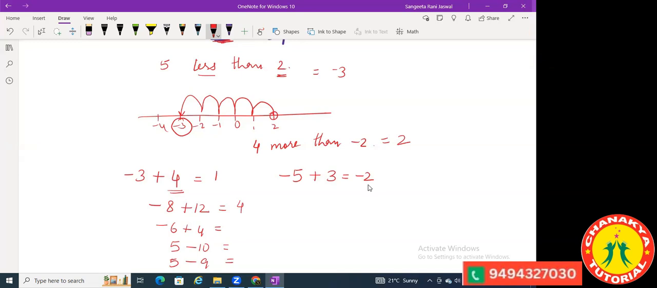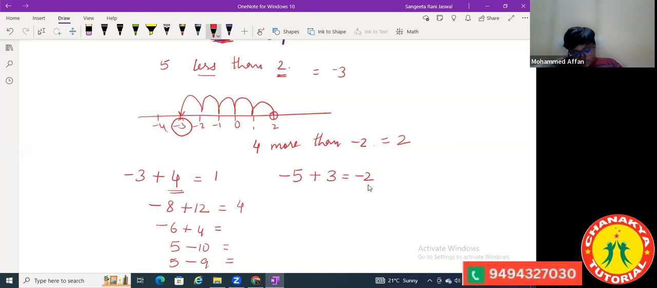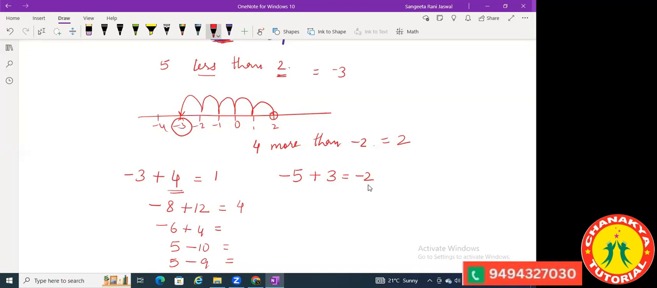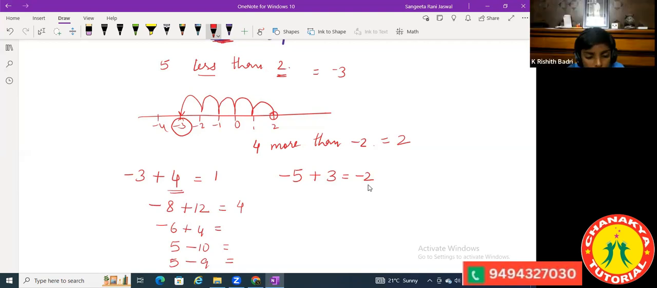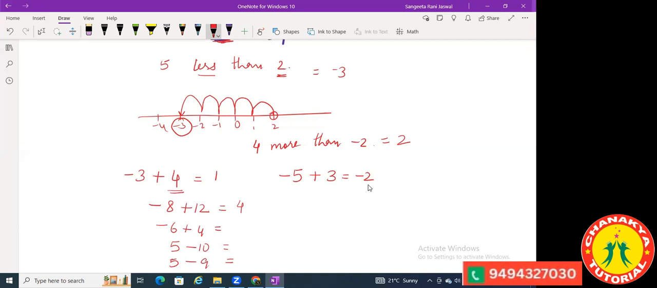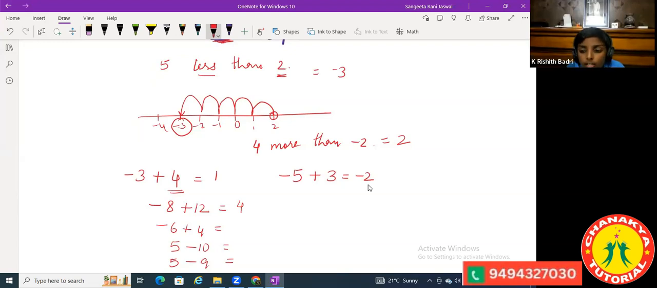Ridesh, do it and show me the notebook. Yes, Irfan, what are you doing? Ma'am, the answer I got is 4. Good, very nice. And do the next one, minus 6 plus 4. Do it on the number line. Ma'am, the third one I got -5. Okay, good. Ridesh, please do and show me. Ma'am, the fourth one I got -4 on the number line.